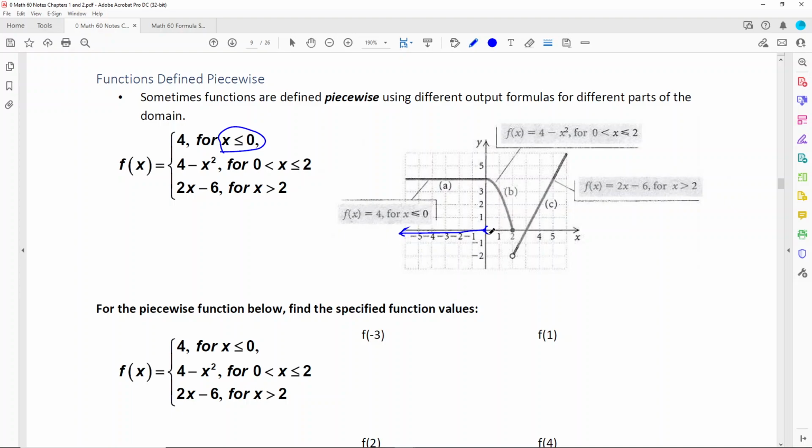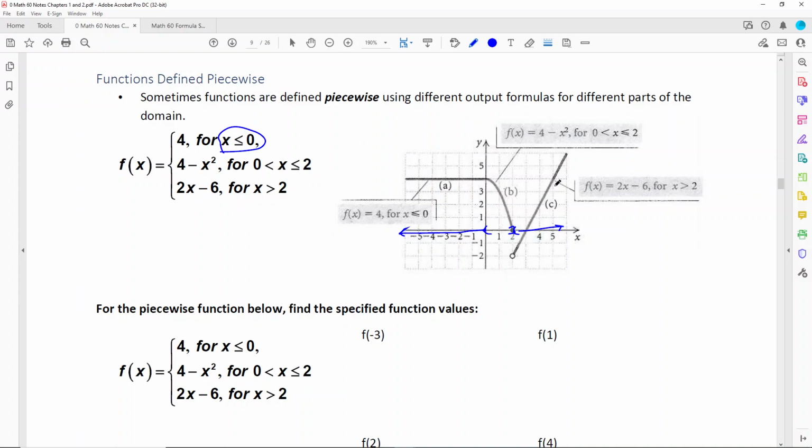Then between 0 and 2, you're going to define your function as 4 minus x squared. So for any x value that's between 0 and 2 inclusive, but not including 0, you're going to use this equation. So this is going to be that quadratic shape, that U. And so you'll notice that the graph changes. This piece is a straight line, then it goes to this U shape, and then from 2 on, you're defining it with a linear function. And so you end up with this graph.